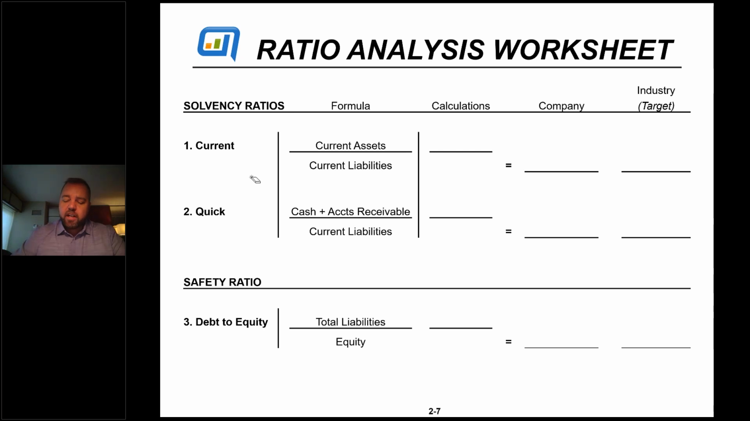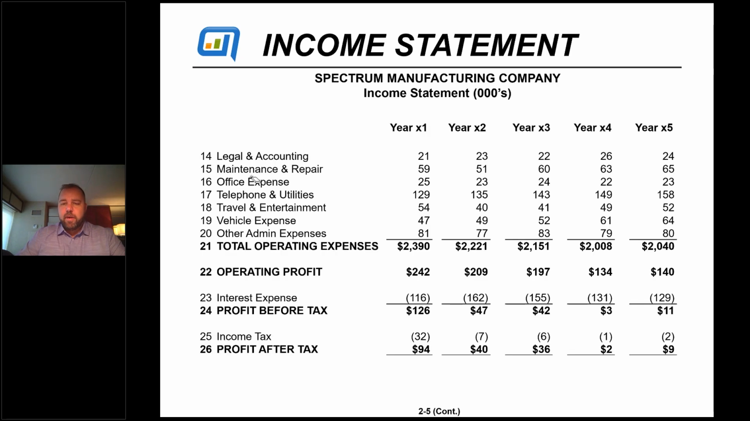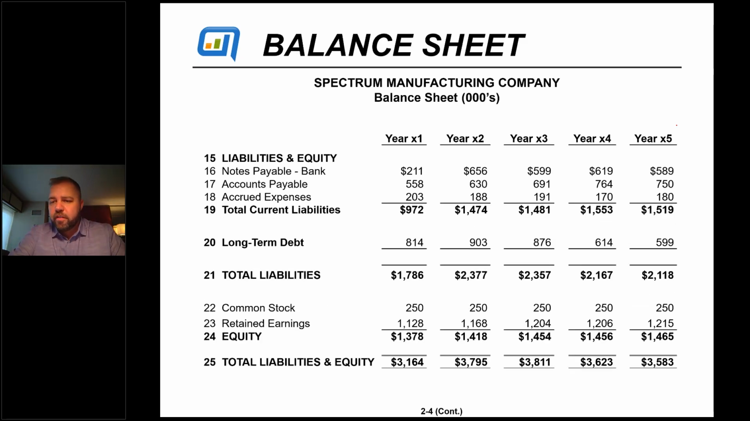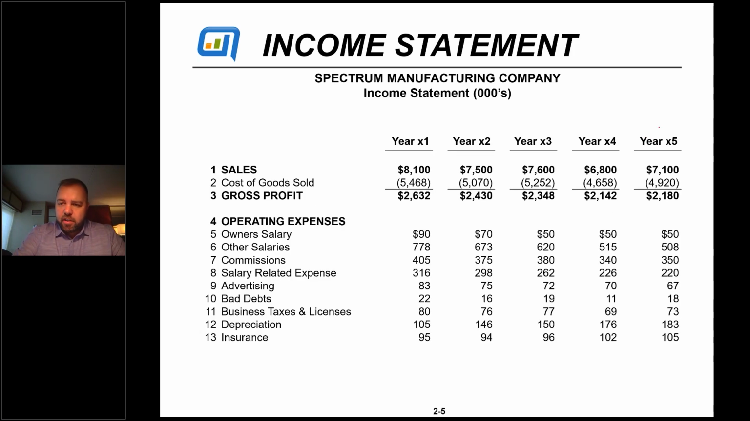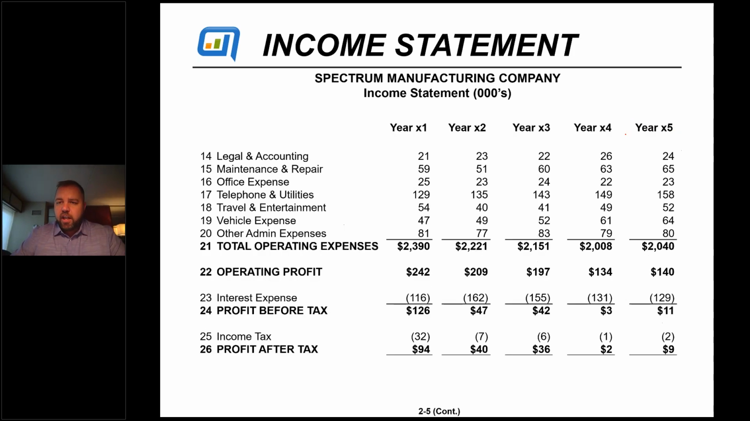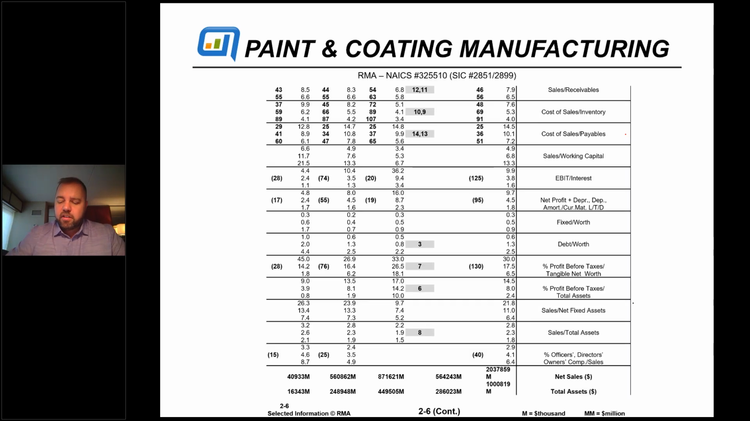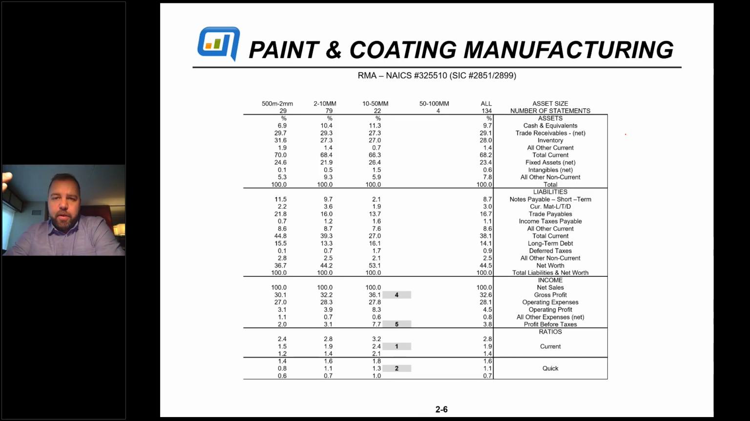So when I go back and if on your handouts, on your slides, I'm going to be looking at a couple different pages. We'll be looking at the balance sheet. And for most of these, I'm going to be looking at year 5. We're looking at the income statement, again, year 5. And one extra thing I'm adding in there, right? This is an RMA industry average page.